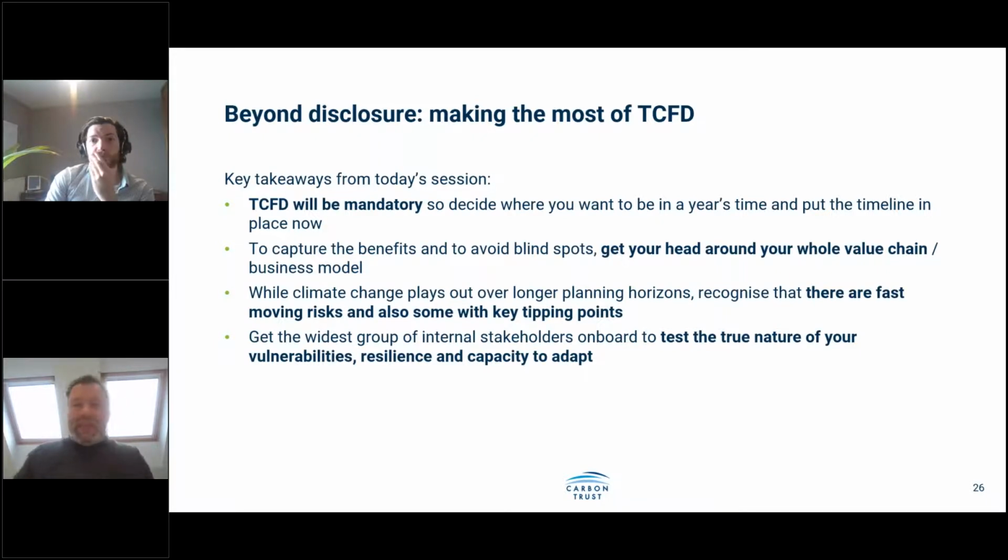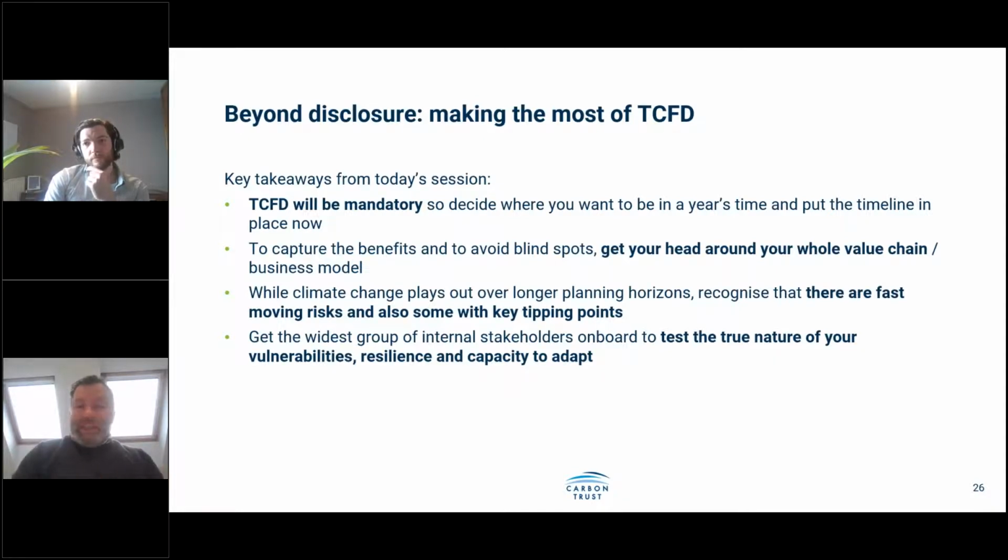And broadly speaking, nobody wants to be a laggard. In my mind, being a late adopter, playing catch up, being on the back foot can tarnish reputations. It can dent revenues. It can very much be costly and inefficient. So for me, this is where TCFD is this amazing opportunity to get on the front foot.